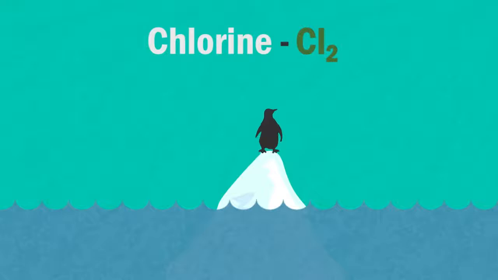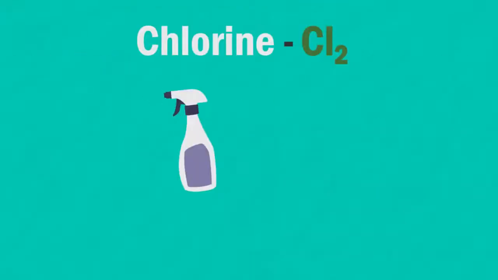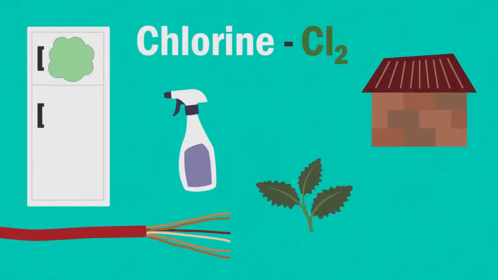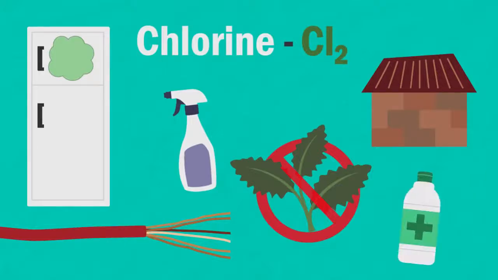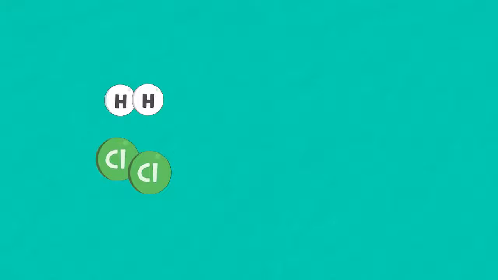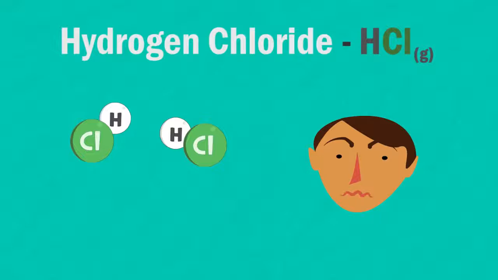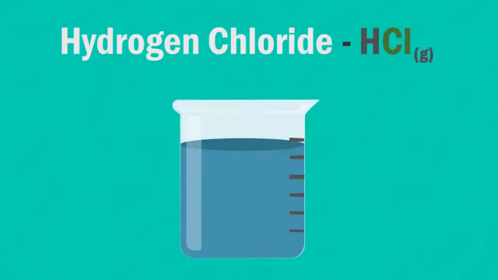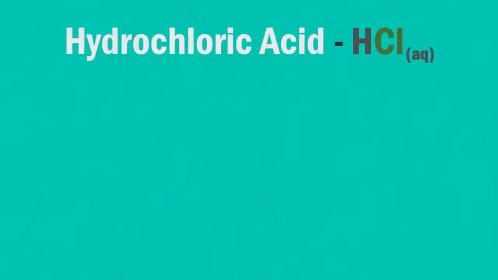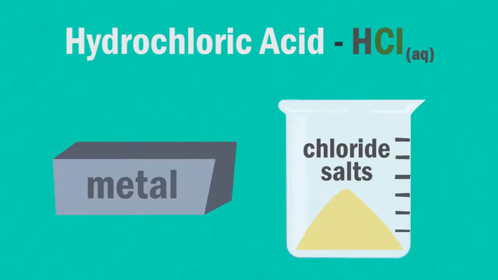But this is only scratching the tip of the iceberg, as chlorine is used to make dry cleaning ingredients, electrical insulators, building materials, refrigerator gases, weed killer, pesticides, antiseptic disinfectant. Some of the hydrogen and chlorine from the industrial process is combined to form hydrogen chloride gas. It's a rather unpleasant gas, but it dissolves in water to produce hydrochloric acid, which is a very useful acid. It too can be used for cleaning metal, but it is also used for producing chloride salts.